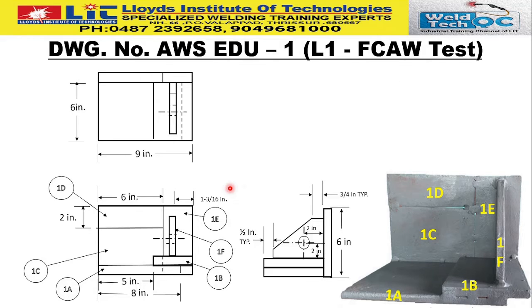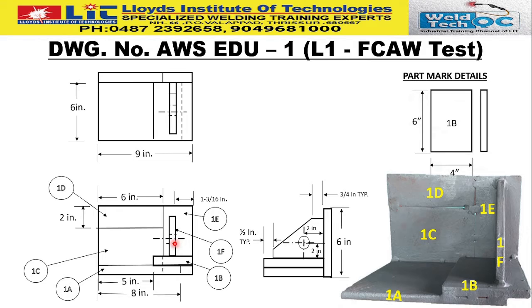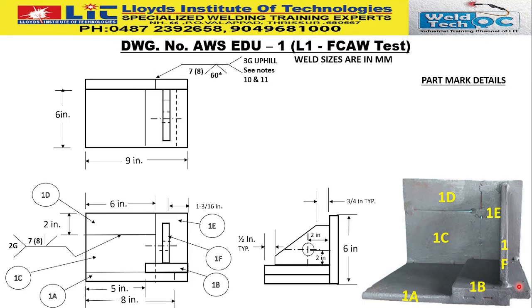Now let us see 1B. 1B is this one. In the drawing it is this. This is the 1B in the top view, and this is the 1B in the side view. Its shape is rectangular and there is no edge preparation required. 6 inch is the length and 4 inch is the width. This is the 1B. Let us go to 1C.